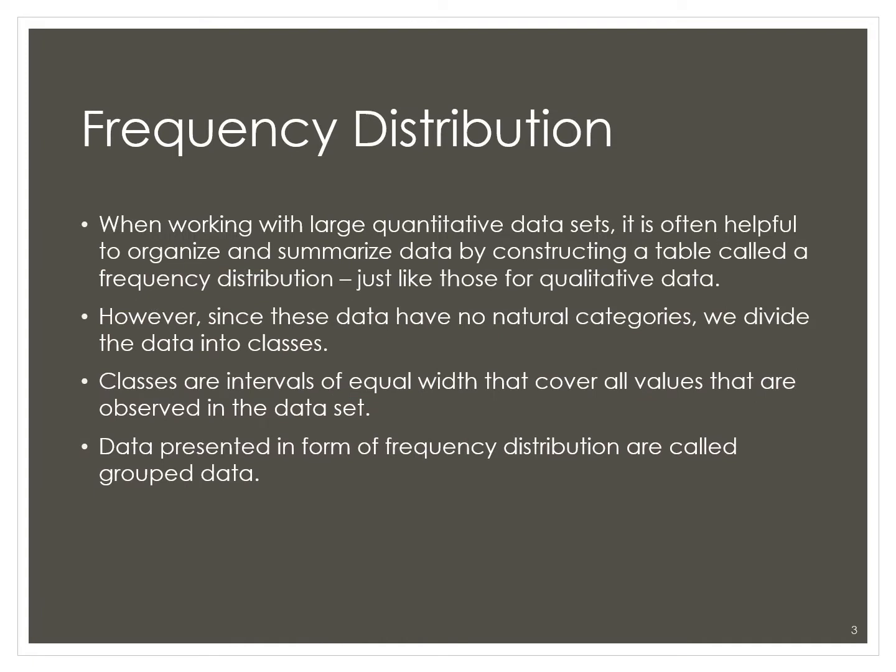When working with large quantitative data sets, it is helpful to organize and summarize data by constructing a table called a frequency distribution, just like those for qualitative data. However, since these data have no natural categories, we divide the data into classes. What are classes? Classes are intervals of equal width that cover all values in the data set. Data presented in the form of a frequency distribution are called grouped data.